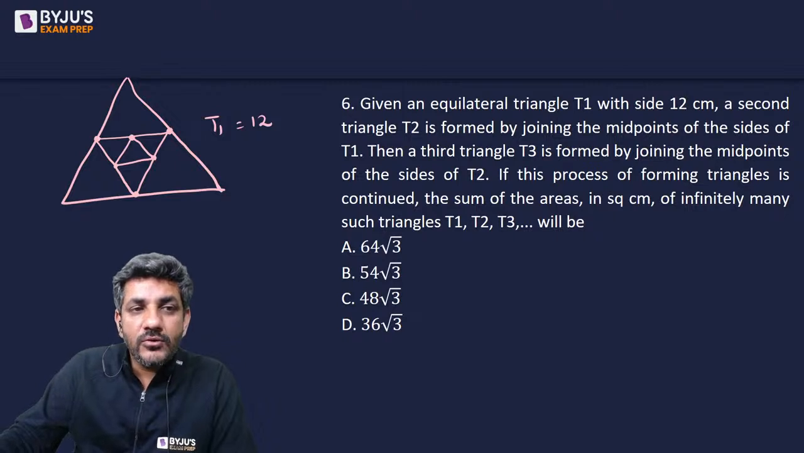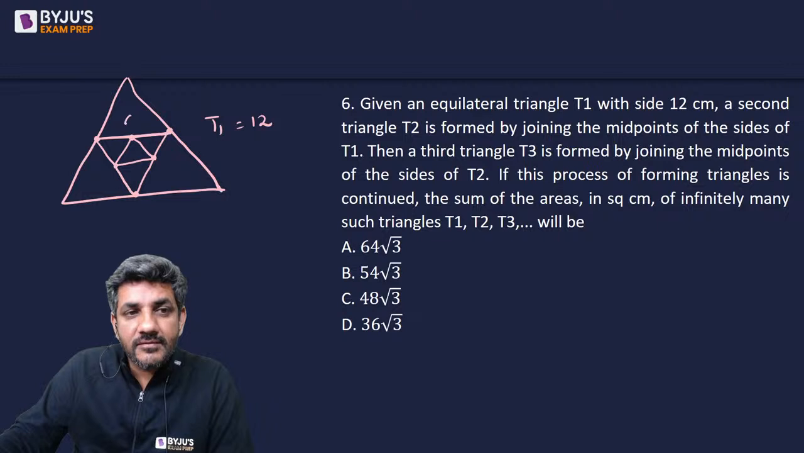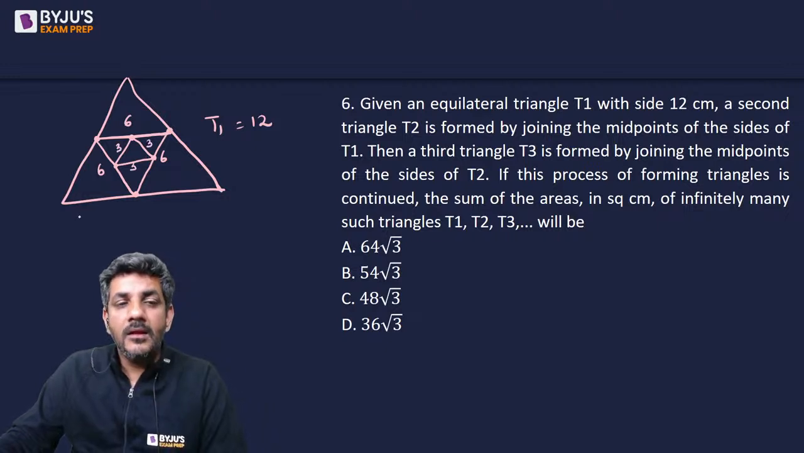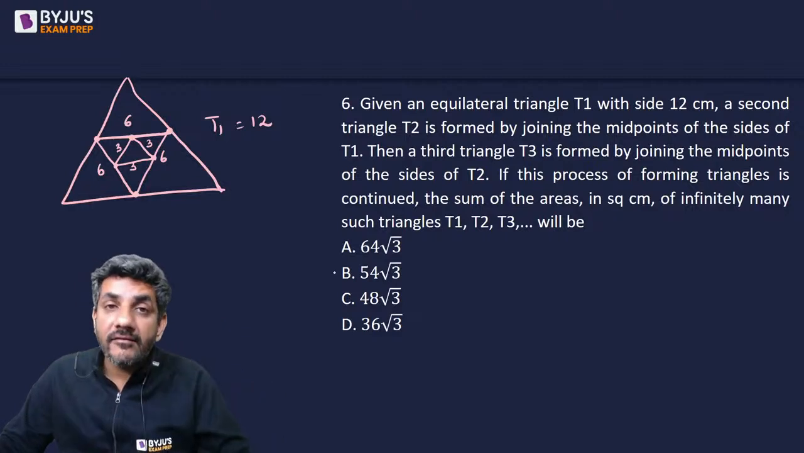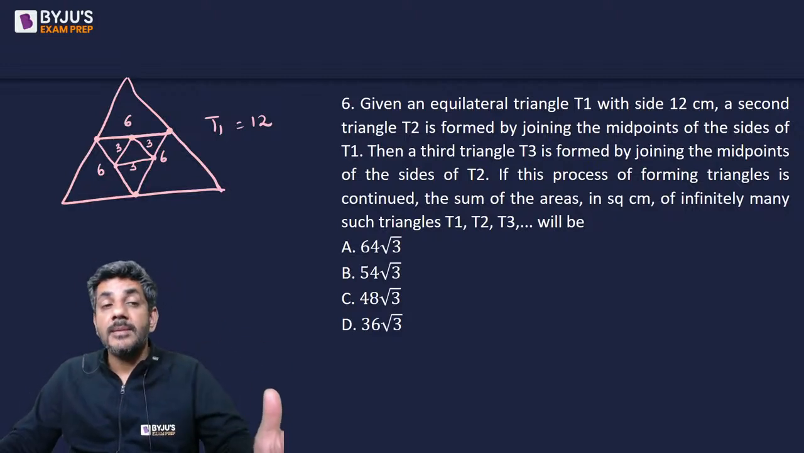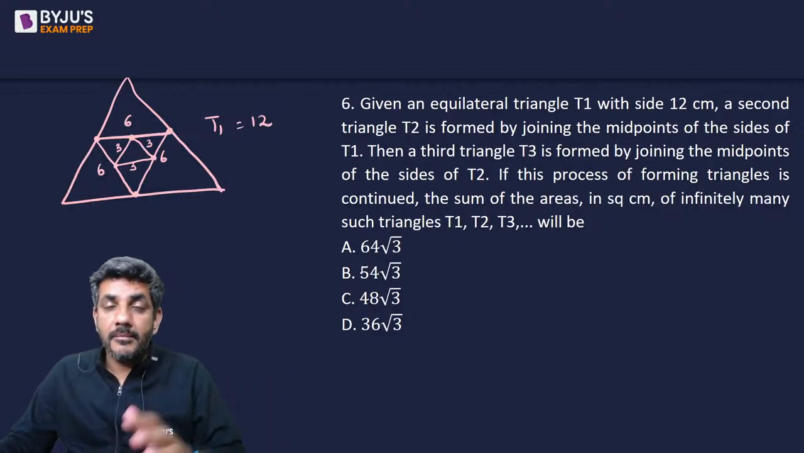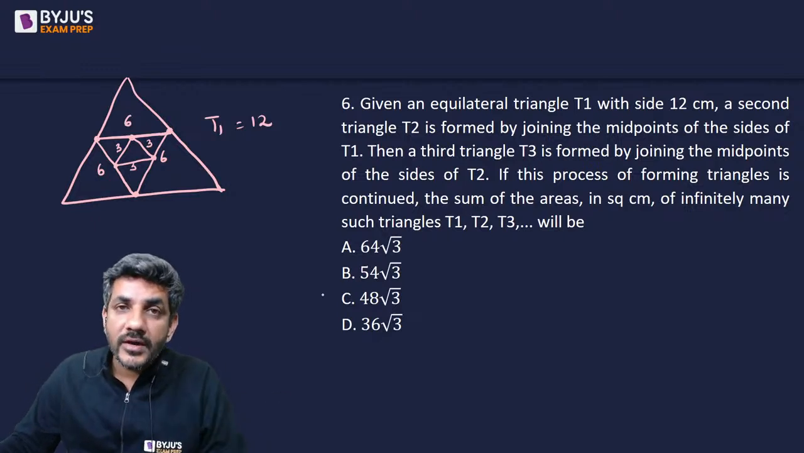Now, can I say by using midpoint theorem, this side will be half of 12, that is 6. So this would also be 6, this would also be 6. And then again by using midpoint theorem, this would be 3 and this would be 3, this would be 3. Now sides are getting halved. So can I say area will keep on getting 1/4 because area is the ratio of the square of sides.